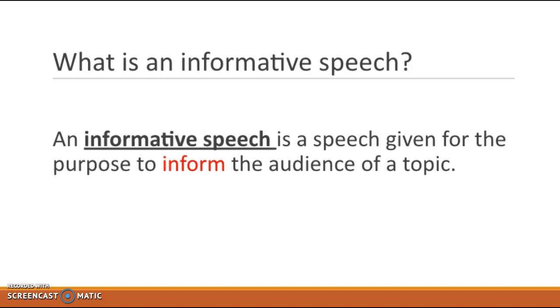So what is an informative speech? An informative speech is a speech given for the purpose to, like it says, inform the audience of a topic. So instead of giving a persuasive speech or an argumentative speech, you are simply choosing a topic and telling us about it.